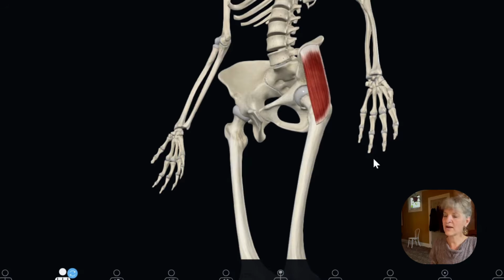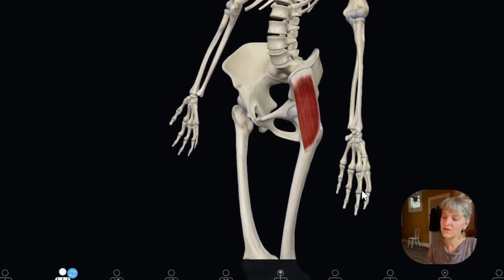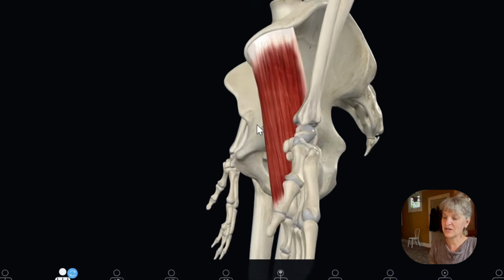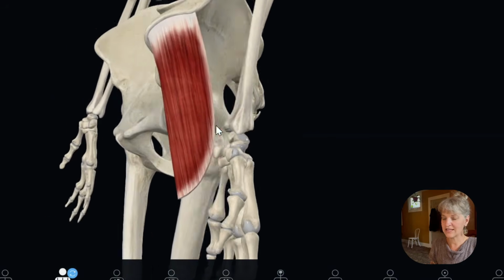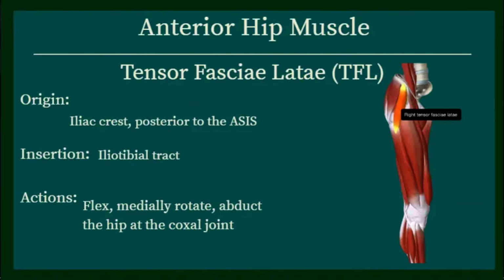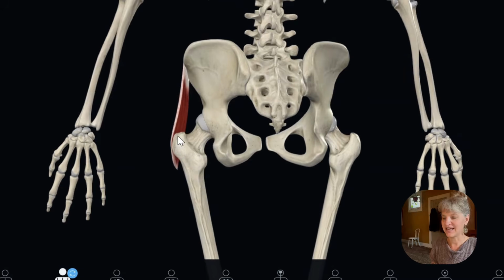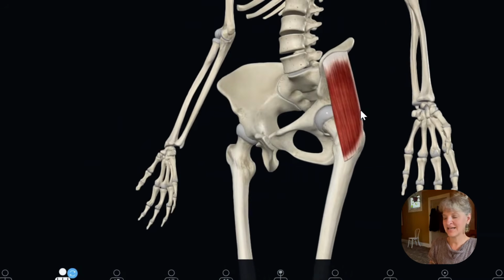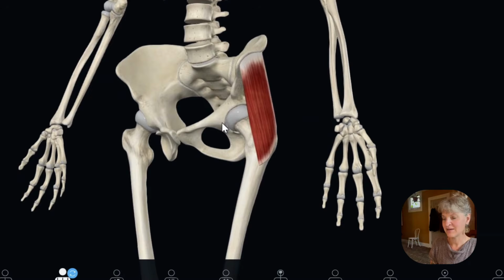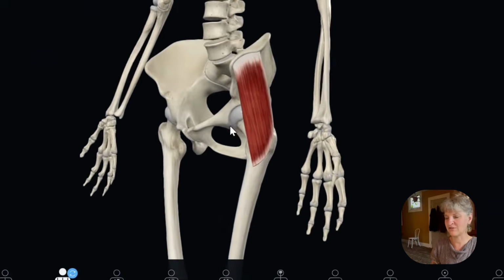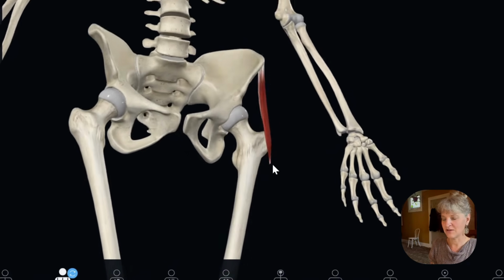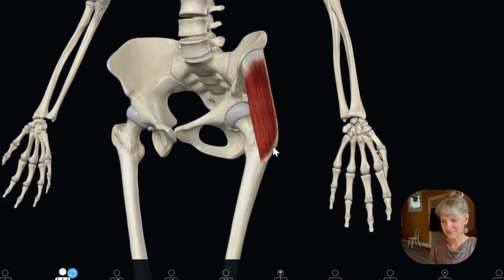Okay, and then going around to the front, the anterior hip muscle, the one that helps with a lot of flexion and medial rotation. It's also attached to the IT band. It's, let's see if we can say this correctly, Tensor Fasciae Latae. Everybody says it differently. I like to say Latae because that's what it looks like for me. Just say it however you want, I don't care. TFL, that's what we call it for short, because people don't like to say it.